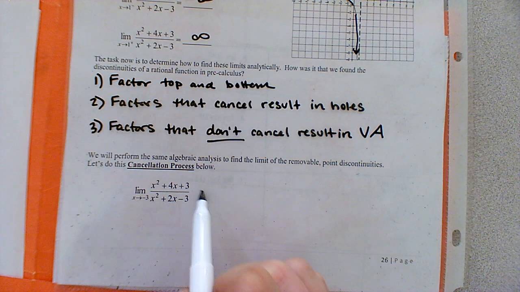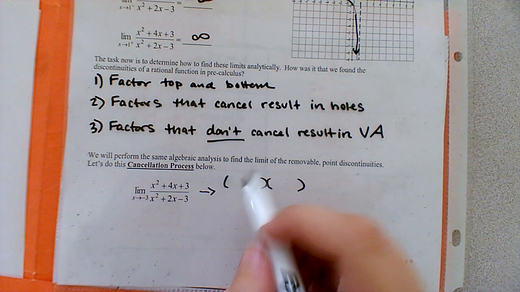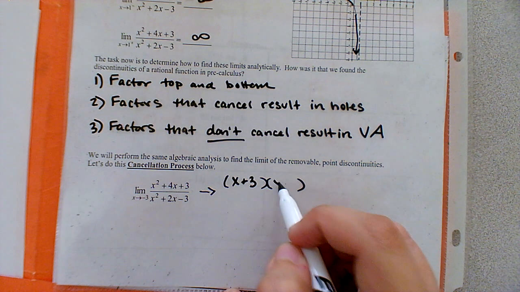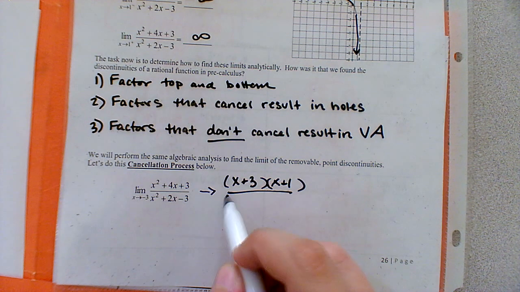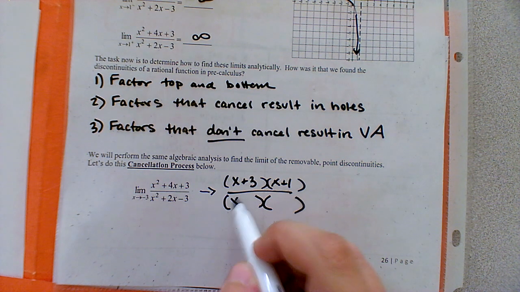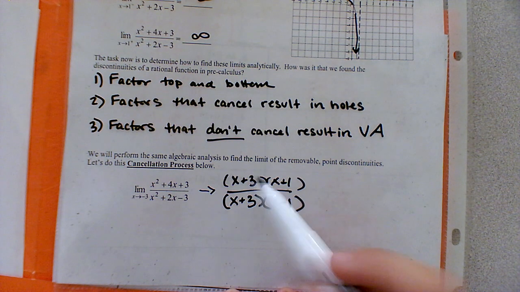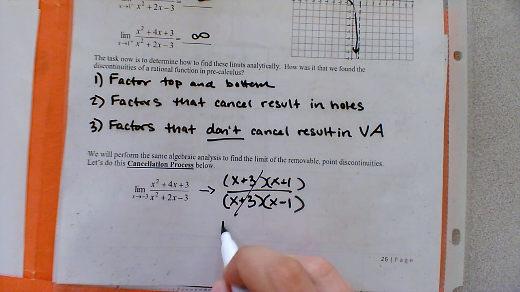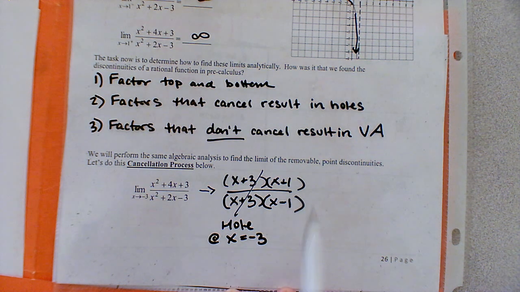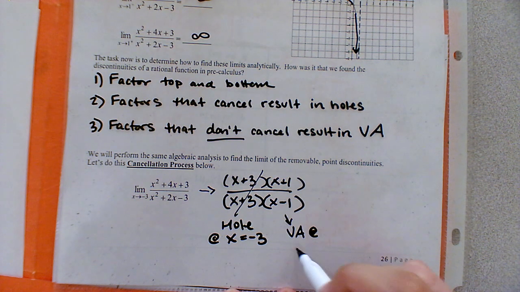So if we actually tried to factor the top, two numbers that multiply to 3 and add to 4 would be 3 and 1. And then on the bottom, two numbers that multiply to -3 but add to 2 would be +3 and -1. So notice how the x plus 3 factors would cancel. So that is our hole at x equals -3. The x minus 1 factor did not cancel, so we have a vertical asymptote at the x value of 1.